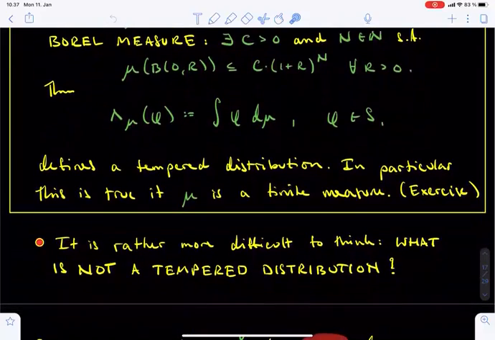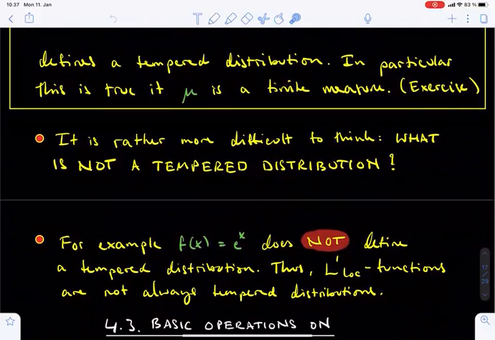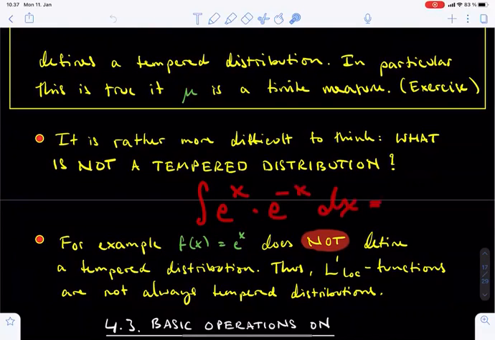At this point, it might seem like everything is a tempered distribution. So let's have one example of a familiar function which does not define a tempered distribution. This function is the exponential function e to the power x. This function does not define a tempered distribution for the simple reason that e to the power minus x is a Schwarz function. And the integral of e to the power x times e to the power minus x is the integral of 1, which is infinity.